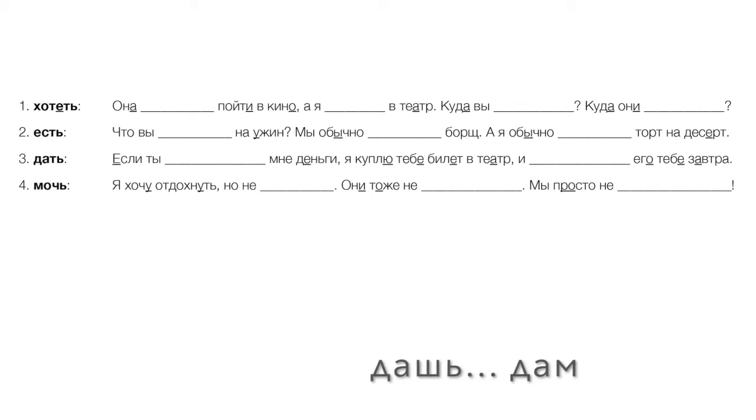Okay, remember with если clauses, we use future tense in Russian when talking about a future example, right? So literally, if you will give me money, not if you give me money, the way we say in English. If you will give me money, I will buy you a ticket and I will give it to you tomorrow.